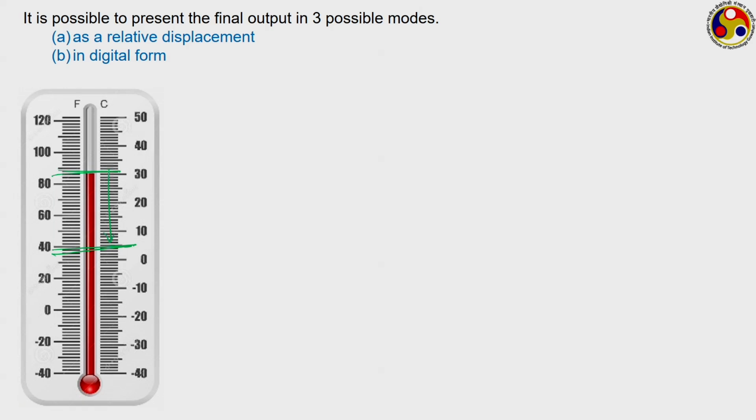So, this much deflection or displacement has taken place of the thermometric fluid inside the capillary tube, which is proportional to the amount of temperature difference, or in a way that gives you a measure of the temperature. Another example of the same thing, but in digital form.